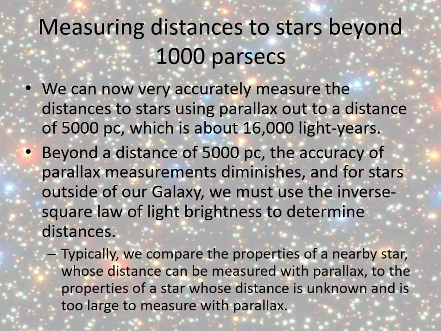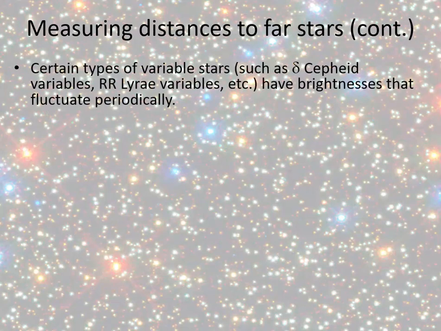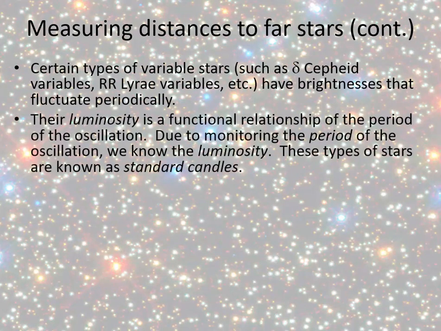Well, to do that, we need something called standard candles, and this is where that distance formula ends up coming in. So there are certain types of stars that have known brightnesses, and these are known as standard candles.